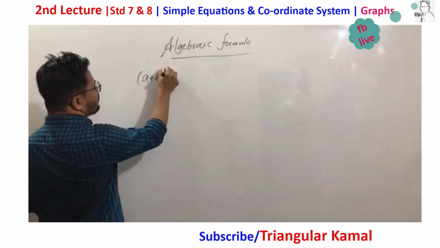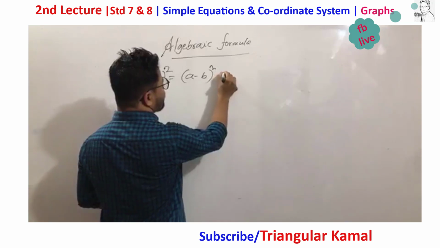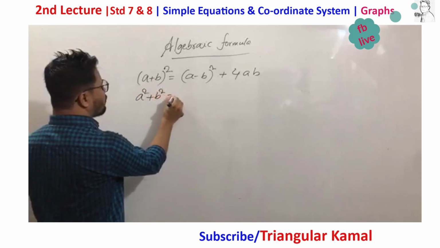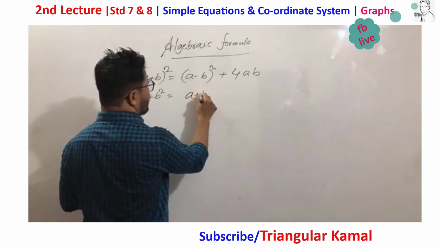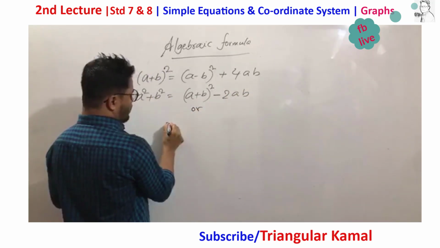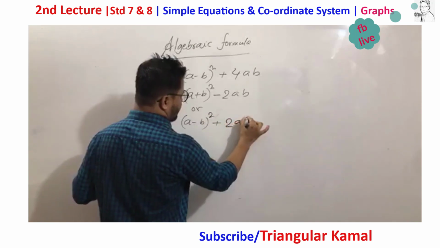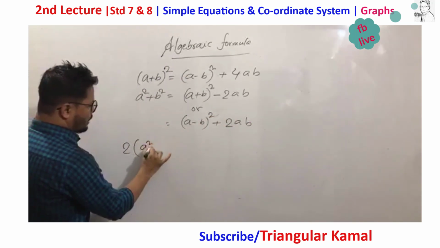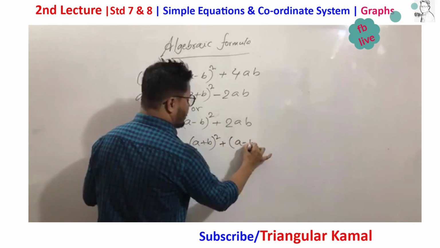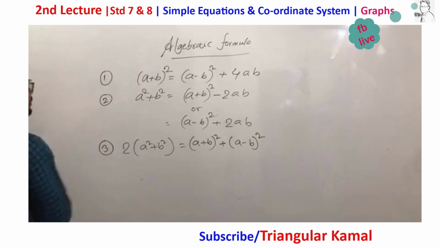A plus b whole square, the coordinate form is a minus b whole square plus 4ab, and a square plus b square formula is a plus b whole square minus twice ab, or a minus b whole square plus twice ab. And then 2 times of a square plus b square will be a plus b whole square plus a minus b whole square. This is number 1, number 2, number 3.